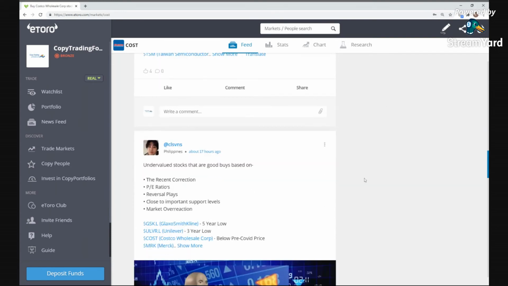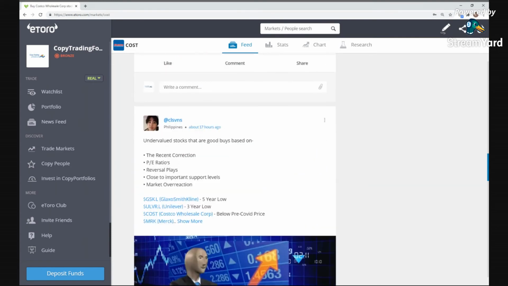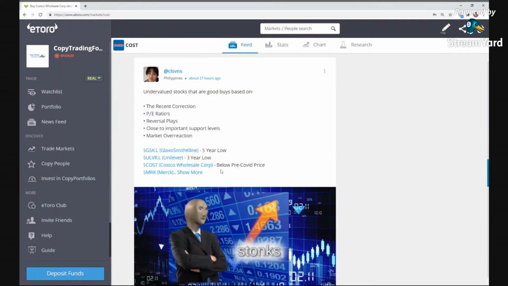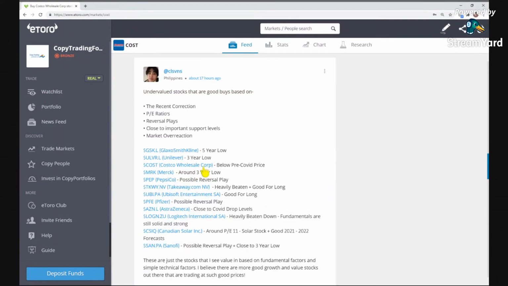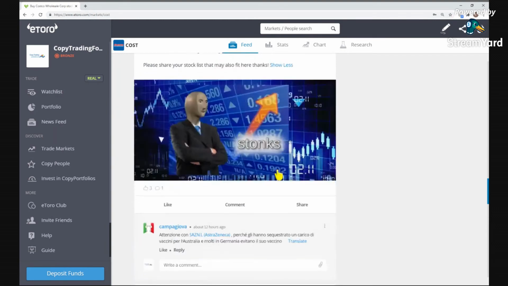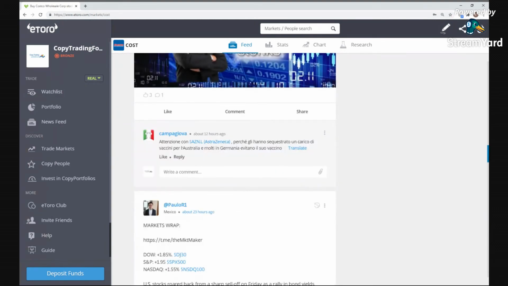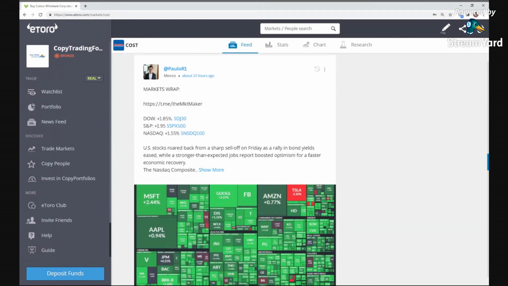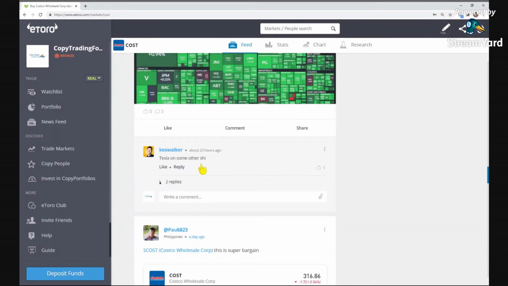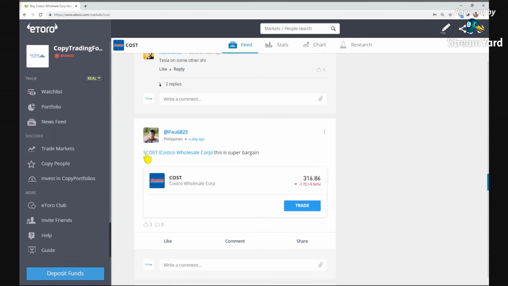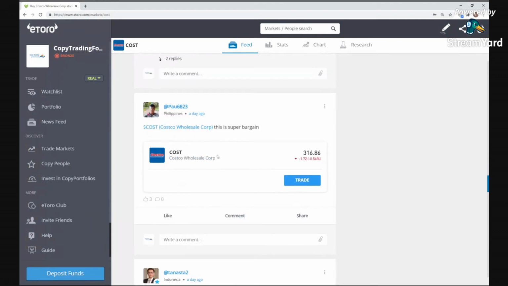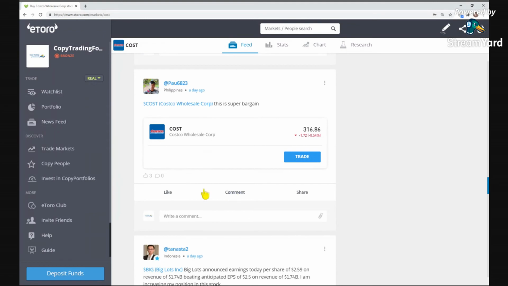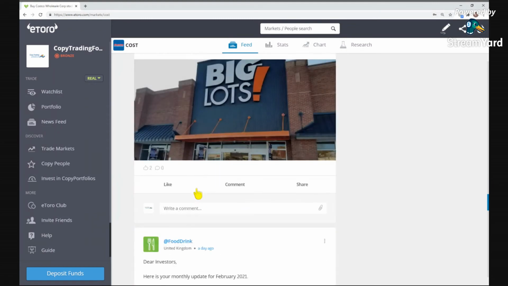So I come down here and I see what people are saying: all undervalued stocks that are a good buy, based on etc. And you can see here he has Costco. It's below the pre-COVID price, so good price. It's below since last March. Okay, I come back down here, see what the people are saying about the stock. Costco, this is a super bargain. So lots of people, I'm not just using my own opinion. People are saying this. Okay, you're using the wisdom of the crowd.